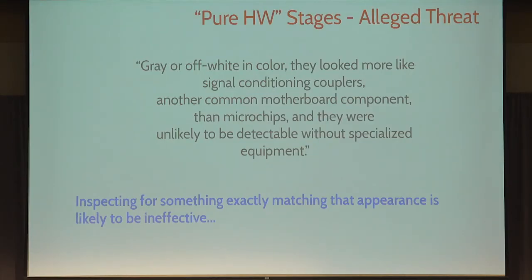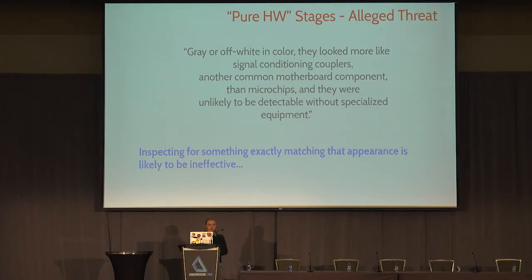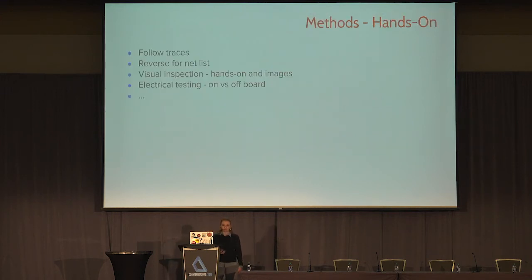All right, so late last year, we were given the task of looking at some of these boards. And so we sat down, we had some boards in front of us, and we're like, okay, well, it's gray or off-white in color. We're looking for maybe a signal conditioning coupler, who really knows. And we're looking for things that are unlikely to be detected without specialized equipment, so something that probably has that hidden behavior. However, this is a very poor description, and so actually just basing it off this was impossible. So we started to simply look at everything, and that was the answer for most of these problems.